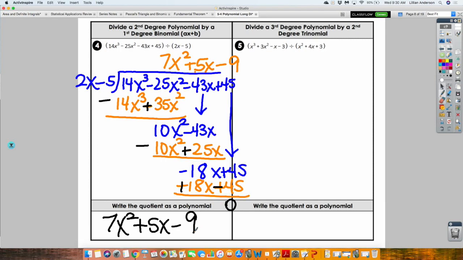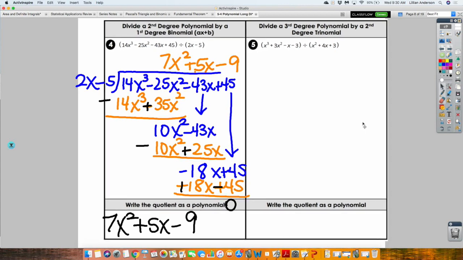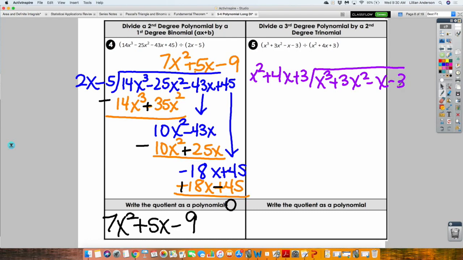Okay. You all right? Okay. All right, let's look at the last one. We got a whole big old expression for this one. But it's okay. We can do it. Which one's my divisor? x squared plus 4x plus 3. And my dividend is x to the third plus 3x squared minus x minus 3, right? No missing holes? Oh my gosh, that's probably going to be the easiest one.